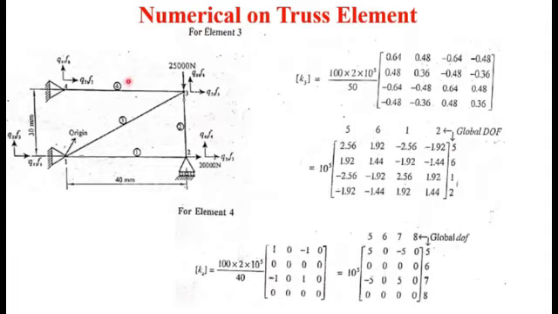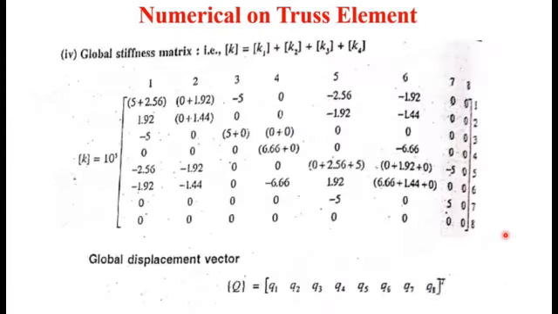And for the fourth element k4, again it is q5, q6, q7 and q8. Therefore 5 6 7 8. We should take care here. Then after calculating all these elemental equations, we have to calculate the global stiffness matrix. The global stiffness matrix k is equal to k1 plus k2 plus k3 plus k4.